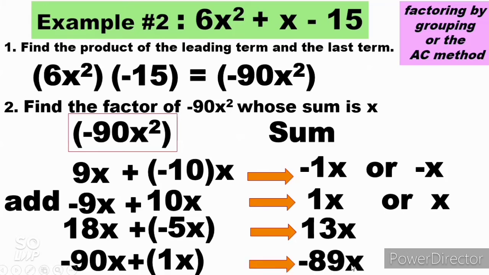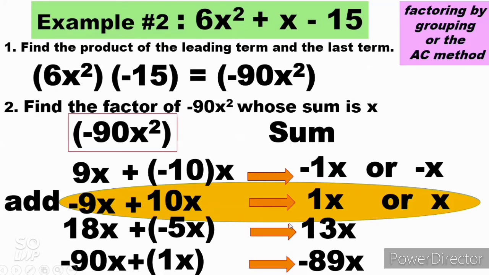Okay, so recall lang natin yung operations of integers. Same sign or magkapareho ang sign, i-add. Okay, kapag magkaiba ang sign or different in sign, ang gagawin natin isusubtract, and then kukopyahin natin yung sign ng mas mataas na number. Okay, sa mga factors natin, ang result na x is nasa negative 9x plus 10x. Okay? Kaya yung factor na negative 9x at saka 10x ang gagamitin natin. Which is yung x, yun yung middle term ng trinomial natin.